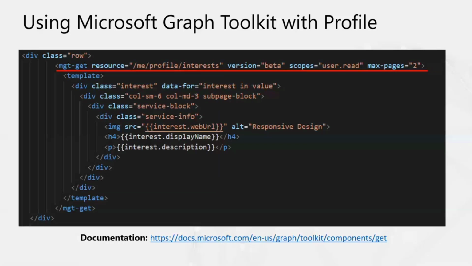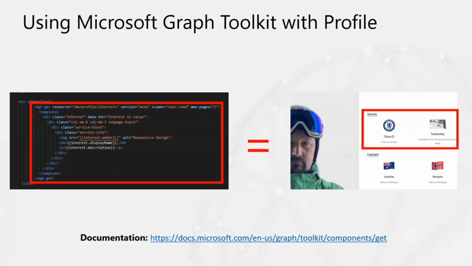So you see effectively a one-line MGT get resource call, and using the template, I was able to render not only the name of the interest, but also a description if one existed, and then also surface the URL or thumbnail image for that particular interest.